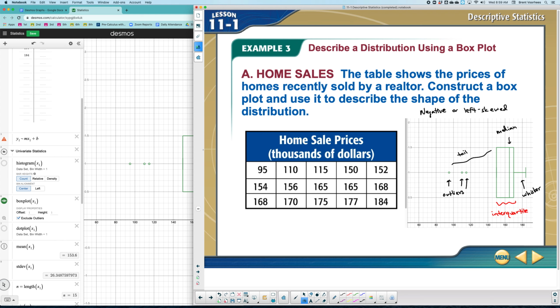Just so you have an idea what everything refers to, this would be the interquartile range in here. And you can get the values. This would be from like 150 to 170, the interquartile range, and the median would be right there at 165.